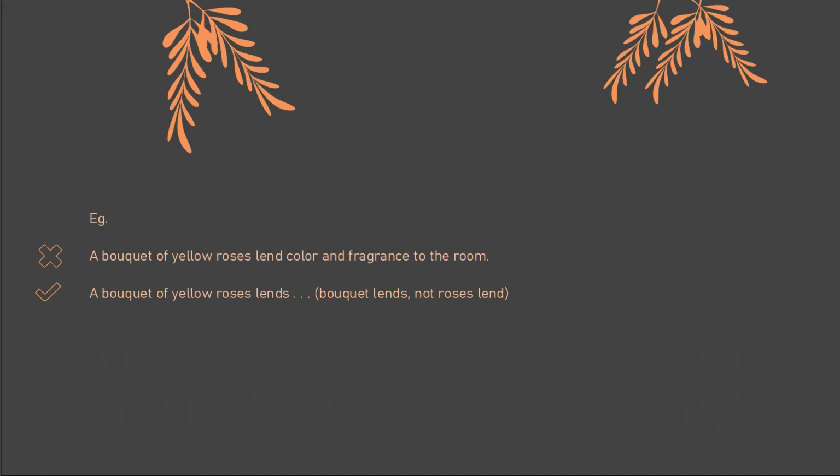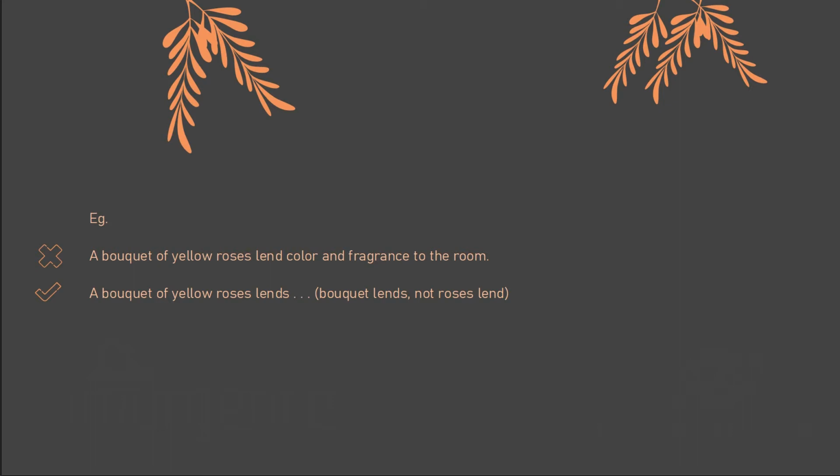Why? If you look at the rule, a subject will come before a phrase beginning with of. The word coming before of is bouquet, and the subject here is bouquet, not yellow roses. Yellow roses is plural, however, yellow roses put in a bouquet becomes singular. When you are using a singular subject, you always use a singular verb form. Based on that rule, whenever you add the letter S to a verb, that becomes a singular verb form. Hence, a bouquet of yellow roses lends color and fragrance to the room.